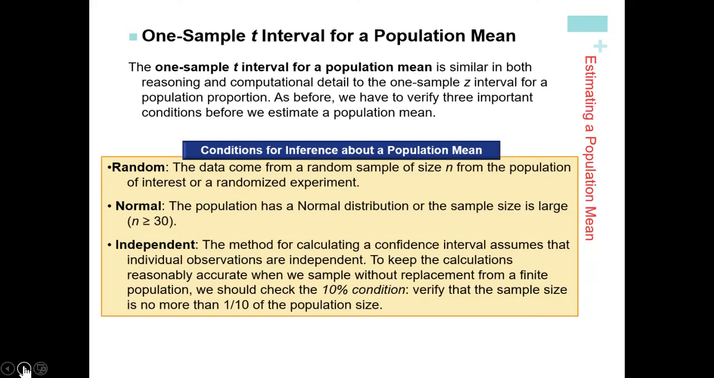So here are our 3 conditions: random, normal, and independent. Same 3 conditions, but they're ever so slightly different. Random, you still want to say that there was a random sample that was taken. Normal, this time, instead of n times p and n times 1 minus p, we're using that n is at least 30. Right? And that's because of our central limit theorem that we talked about in the last chapter. That if our sample size is large enough, then we're getting closer and closer to an approximately normal distribution. So as long as our sample size is at least 30, then we'll be able to do this. And then our 10% condition stays the same.